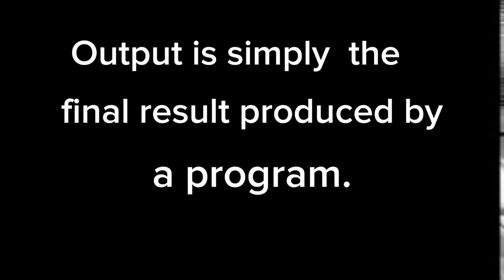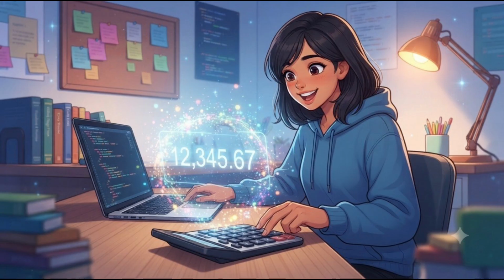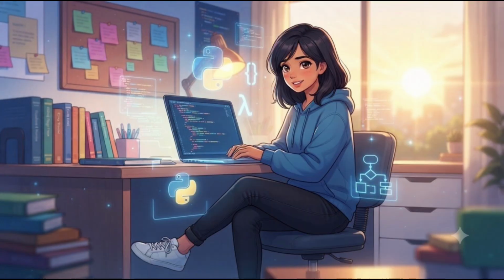The next term is output. Output is simply the final result produced by a program. For example, you enter some numbers into a calculator, press the equals button, and the answer you see on the screen. That's the output. So today you learned the 15 programming terms every beginner should know.